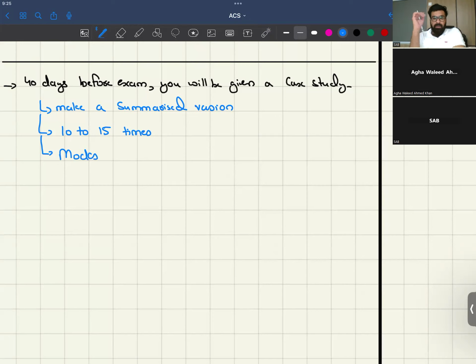See what exactly happens in this paper: you get a case study, and multiple providers ask you to solve the mocks. If you haven't solved mocks in exam time and conditions, there is no way that you can easily pass this. You have to solve the mocks that are dependent on this case study that has been sent to you.